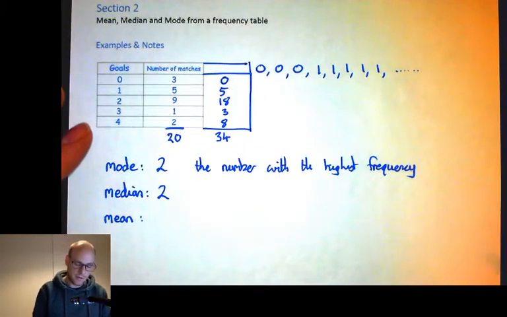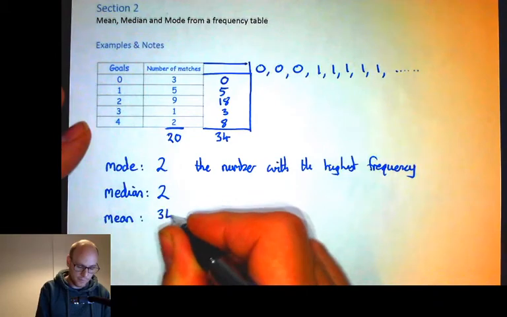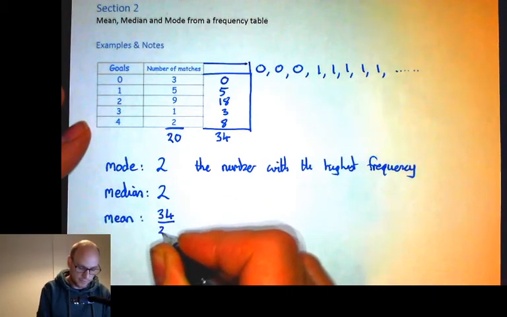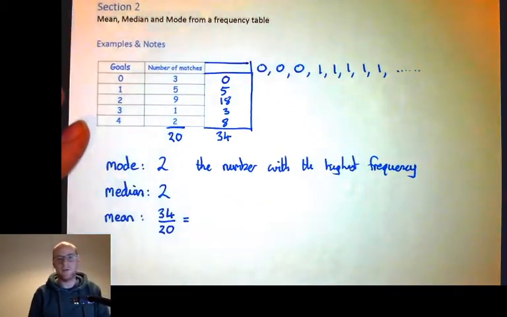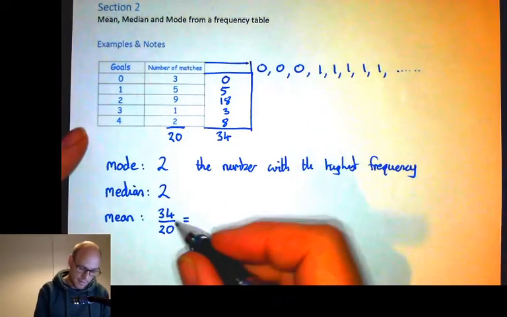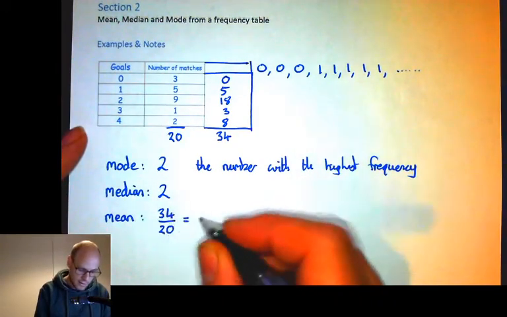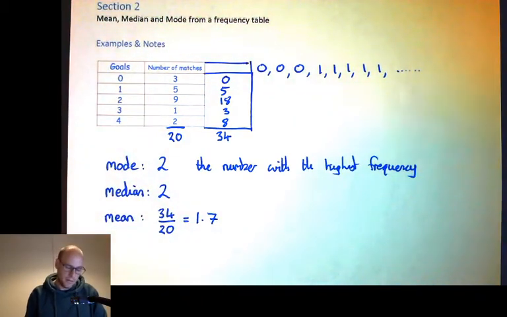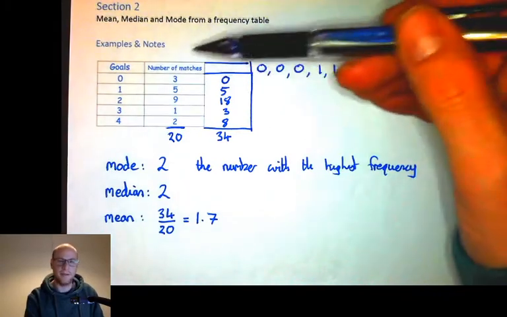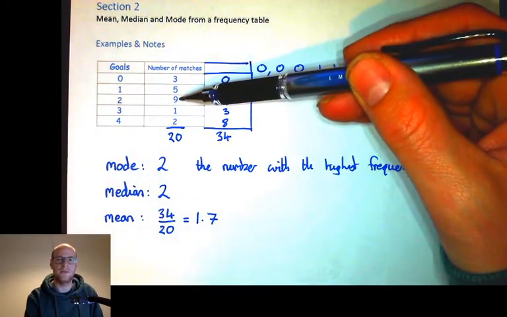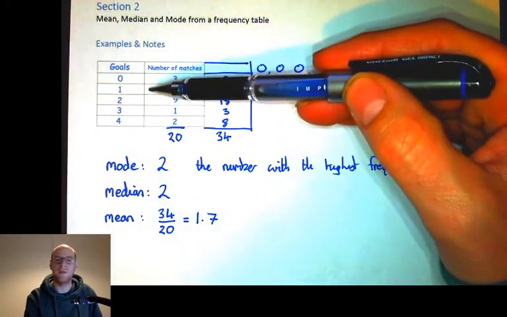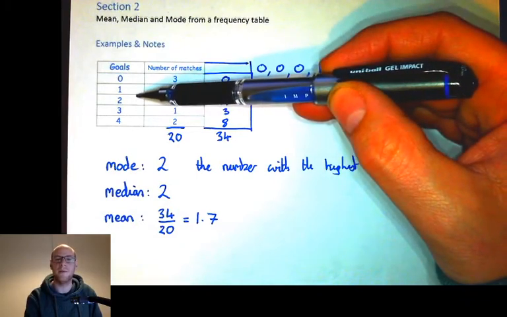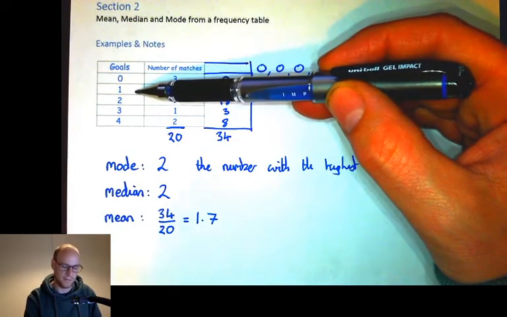So what I'm going to do now is I'm going to do 34 divided by 20. Now obviously you can grab a calculator. I'm getting 1.7, I think. So 1.7 is my mean, and if you look at the data, I think that seems to make sense to me. You know, the median was 2, so the mean is going to be roughly the same. So the mean is going to be about here, 1.7.